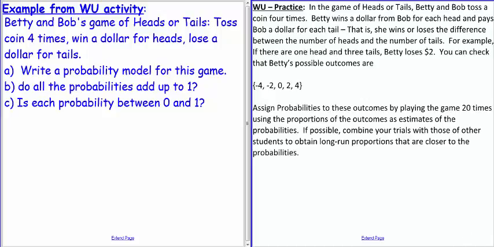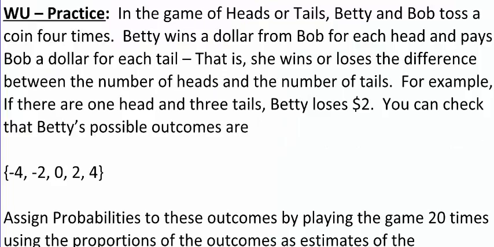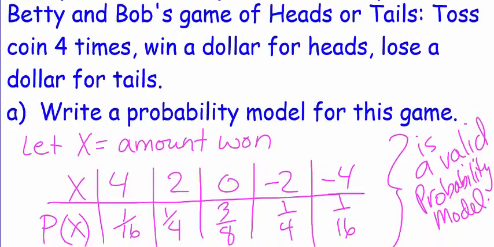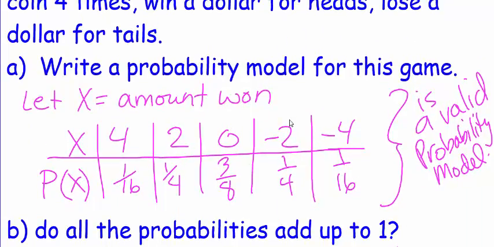All right, so we'll go to the next slide, see what you should have. All right, so a probability model. So in our case, we're looking at the amount that we win. So x equals the amount won. And these are the possible outcomes. You could gain $4, gain $2, break even, lose $2, or lose $4.